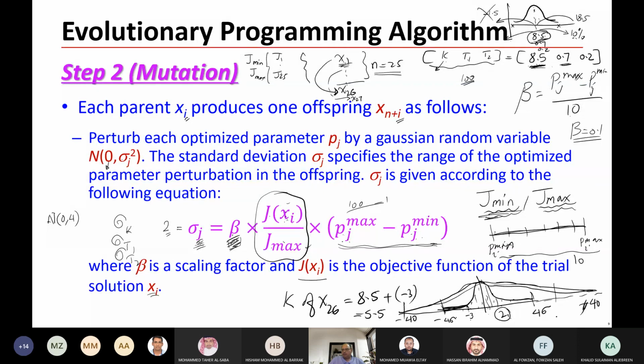When you create, for example, 30 here, you add this 30 to 8.5. So you go far from this bad solution. This is some kind of smart thing. It's better to have it Gaussian and some kind of adaptive. Is it clear? It is very clear, doctor.